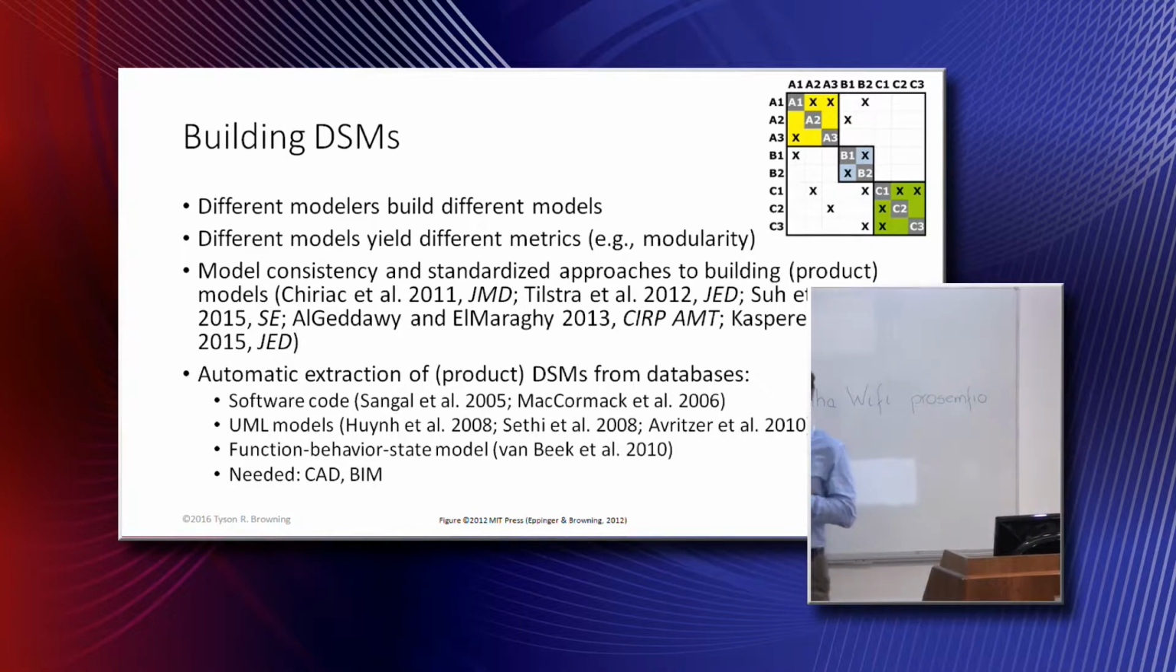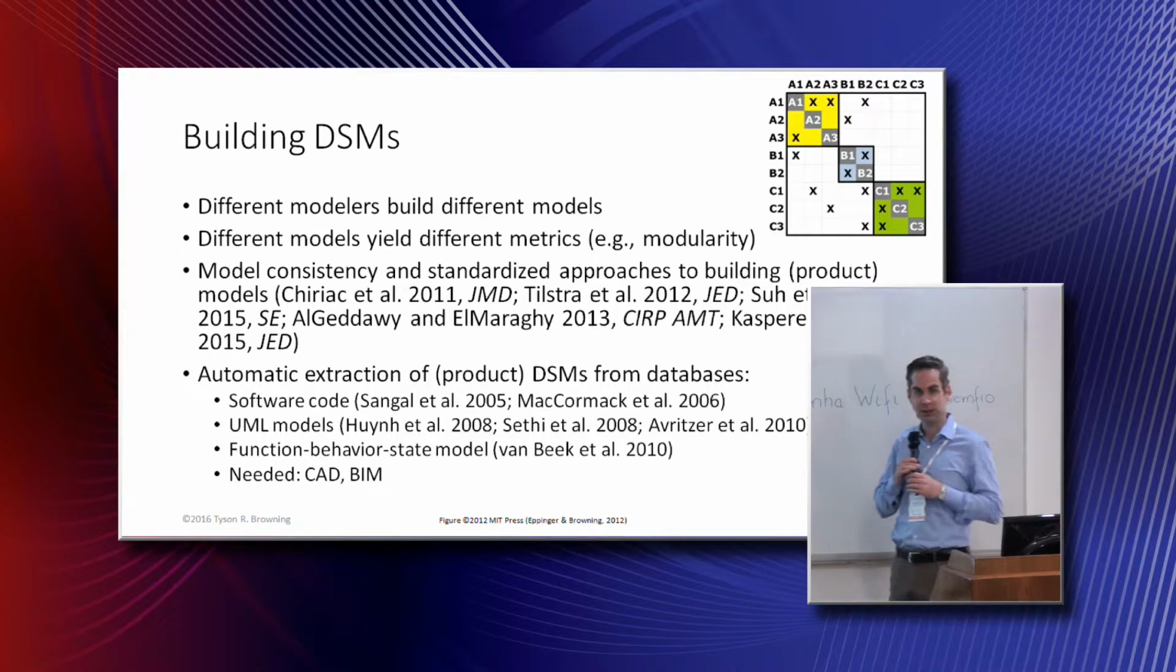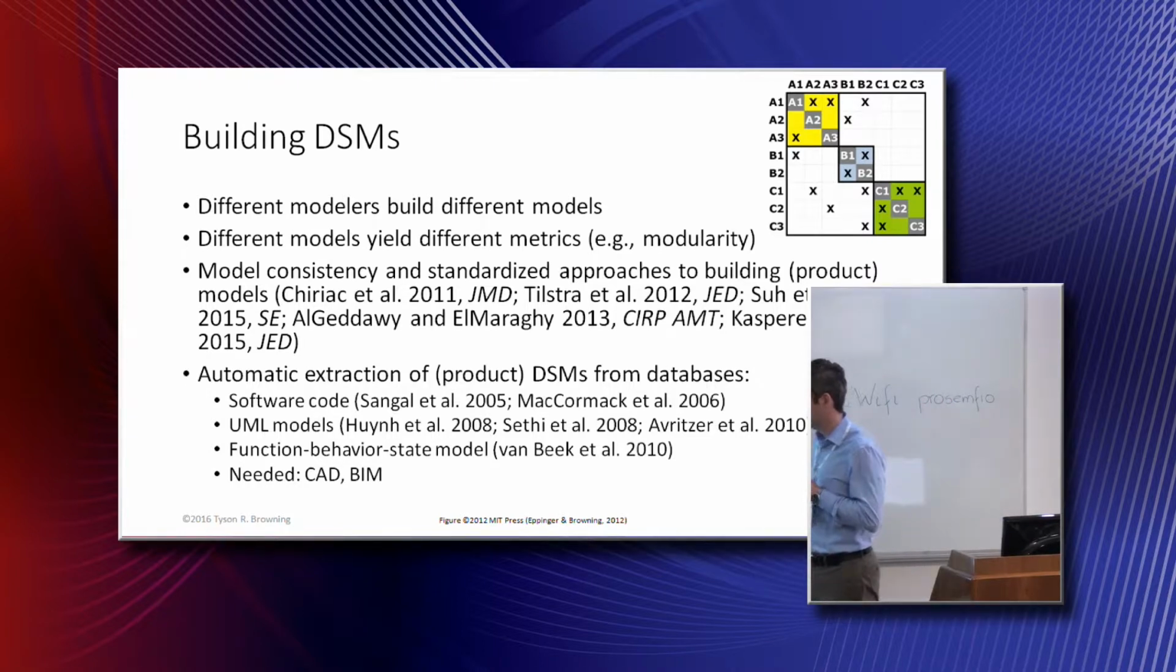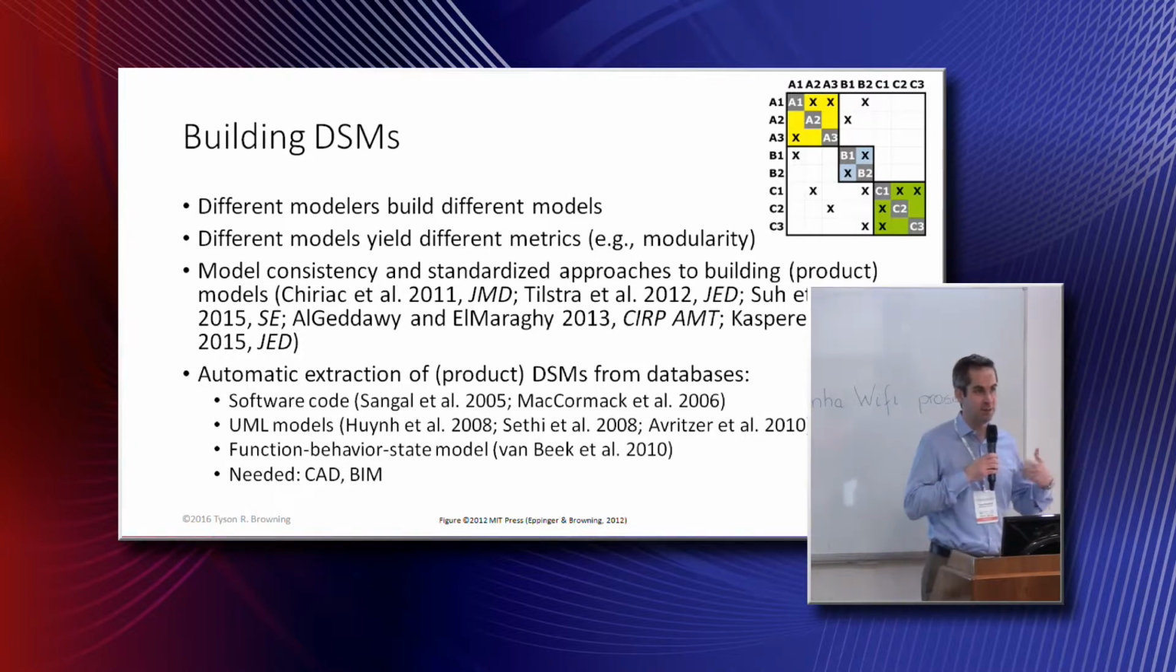Some have used unified modeling language, UML models, which is a systems engineering oriented modeling language. Function behavior state models. Here's another example of that. So these are some existing ones. A question that has been in front of us for a few years, we've had some discussion about it. CAD models, building information models. These hold a lot of potential, but we need to see some real use of this.